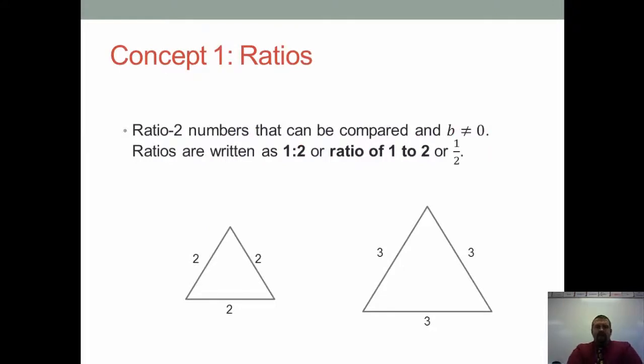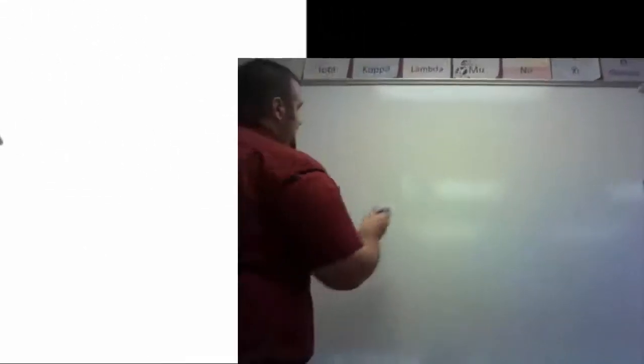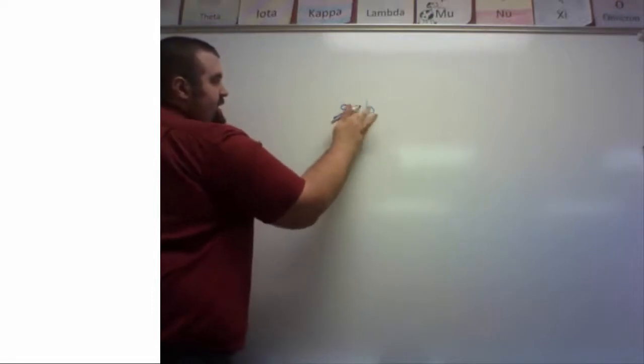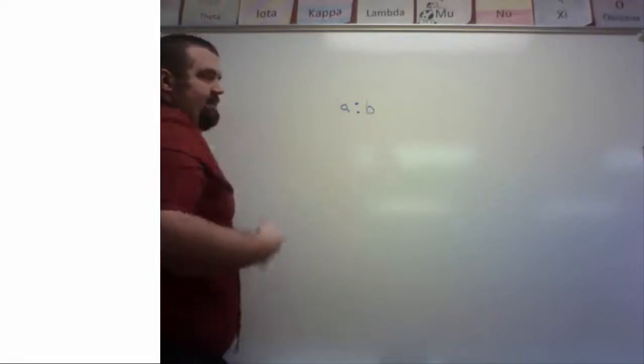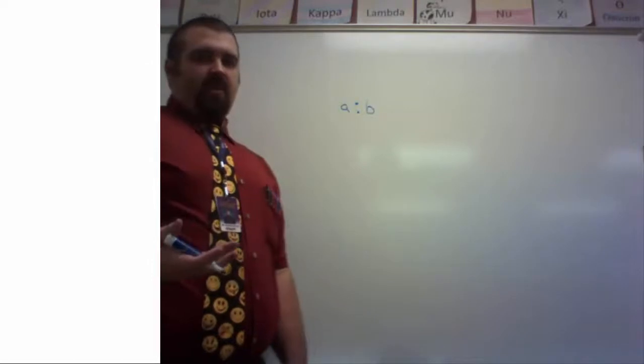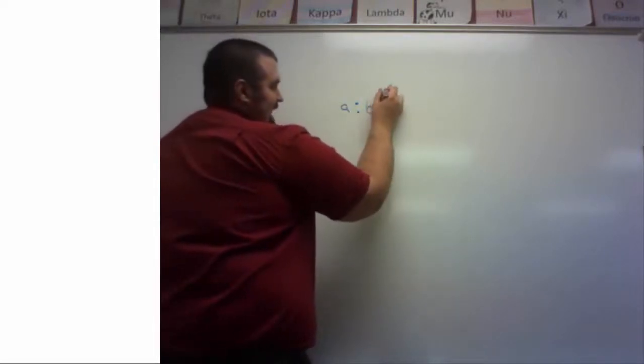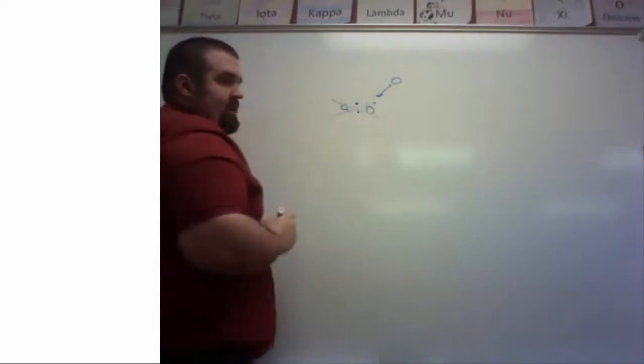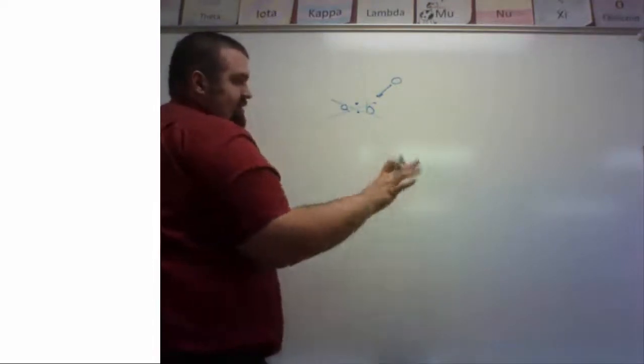It's two numbers that can be compared, and one of the numbers cannot be 0. A ratio is two numbers that can be compared, such as A to B here. That is two numbers I can compare. The only thing that can't happen is this can't be 0. If it's 0, this ratio does not work. As long as B isn't 0 though, it works.